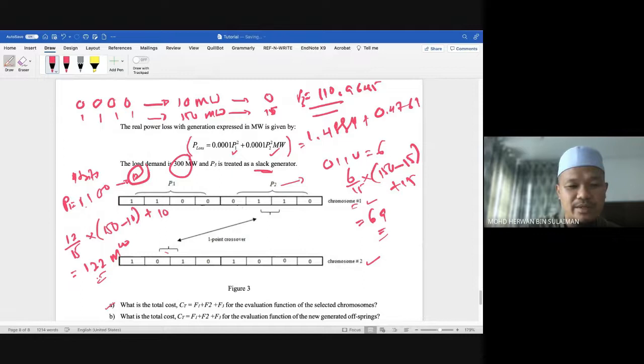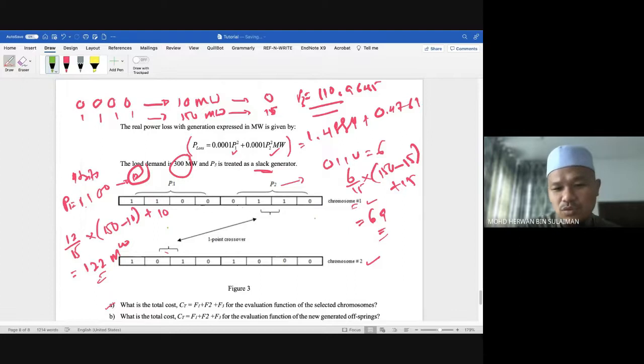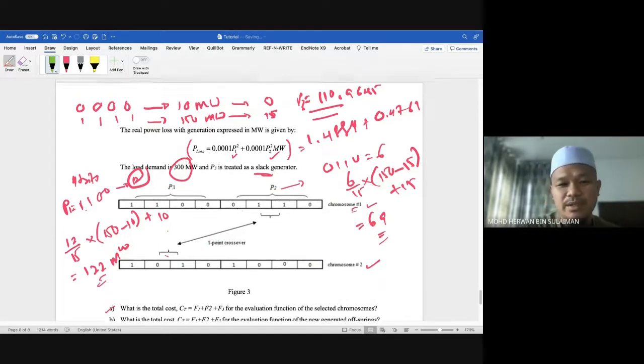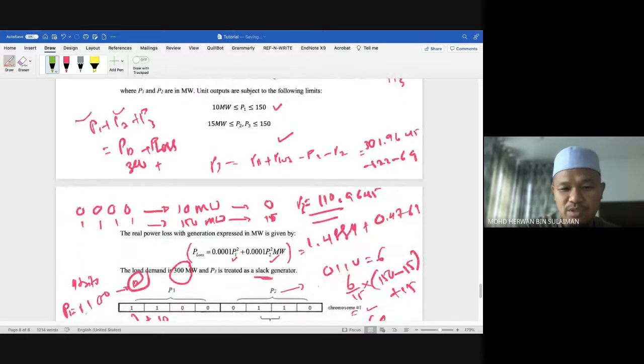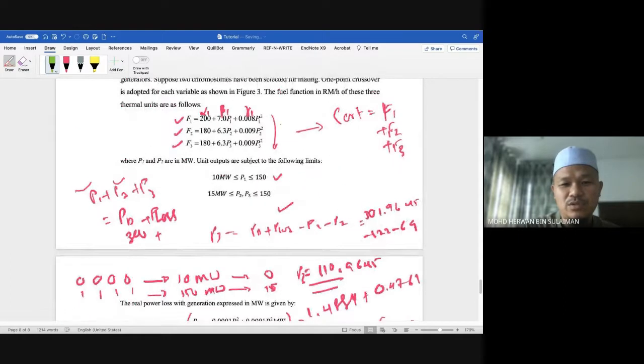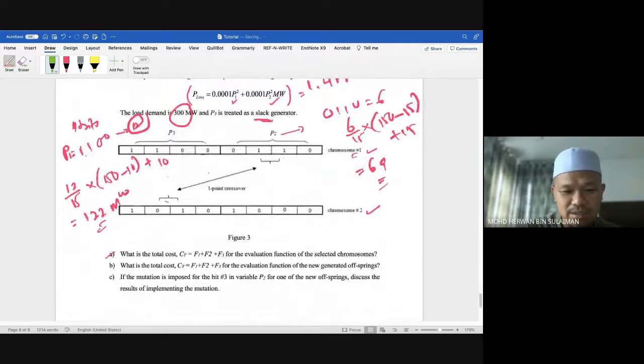1010 is 10. 10 divided by 15 times 150 minus 10 plus 10, you get some value. Okay, and then similarly for P2, 1000 is what? 8, right? So 8 divided by 15 times maximum minus minimum plus minimum. Before you can get your P3, you need to put these two values into the loss equation to get the loss, then you get your P3. Once you get your P1, P2, P3, put all into this equation to get your cost for chromosome number 2. So that is answering question A.